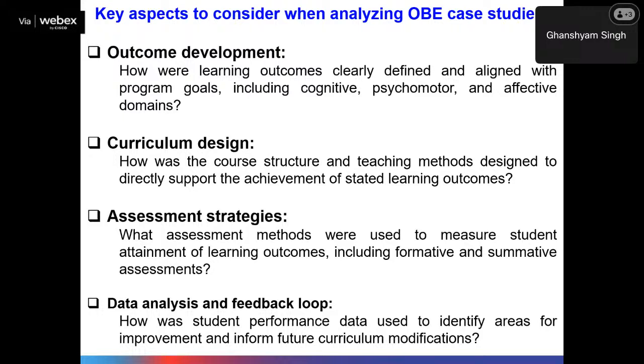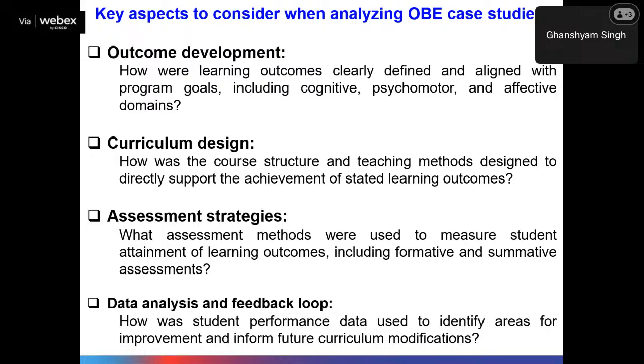When we go for outcome-based education case studies, to analyze them, we need to check what is the outcome development, how the curriculum was designed, what were the assessment strategies used, and what type of data analysis and feedback loops are being used. So in outcome development, we check whether the learning outcomes are clearly defined or not, and whether they are aligned with the program goals or not, including the cognitive, psychomotor, and affective domains.